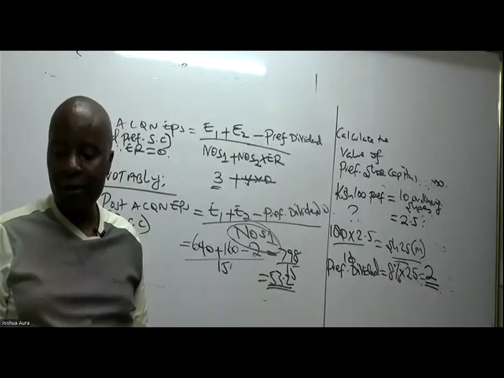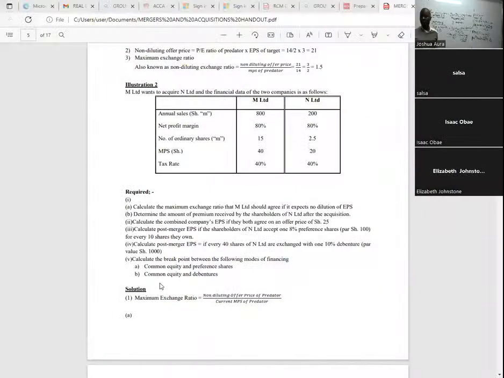Great. Ladies and gentlemen, after that, I'll be able to do the last part of this question, where they would want me to calculate post-merger EPS, if every 40 shares of N Limited are exchanged with a 10% debenture whose par value is 1,000. Debenture is debt.